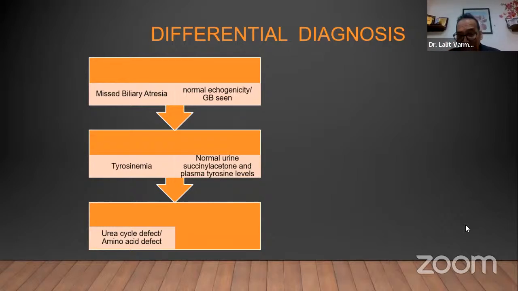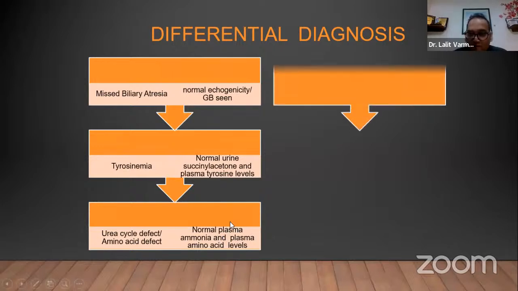When it is too late, then what happens? Even the motor skills that they had gained will be reversed. So we have to take them for a transplant for the same reason, unless they are put on a special diet, like a low protein diet. So normal plasma ammonia in our patient, and plasma amino acids were normal.